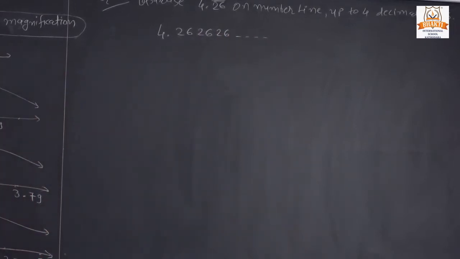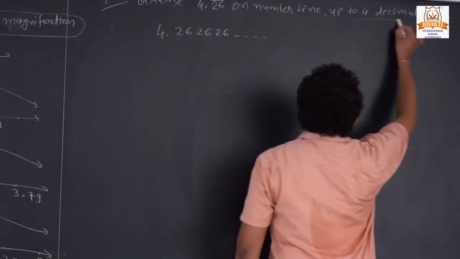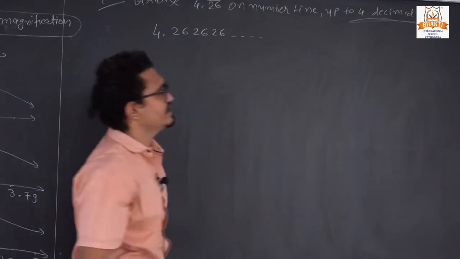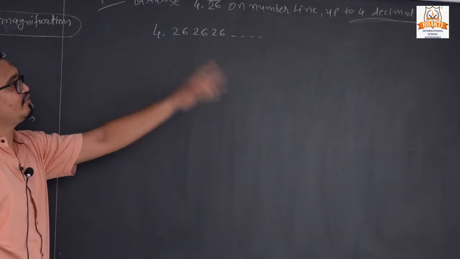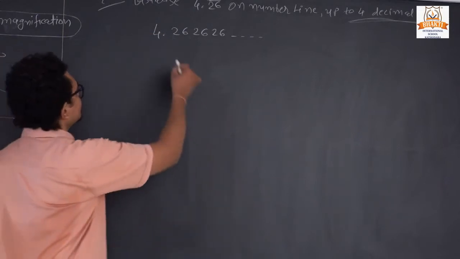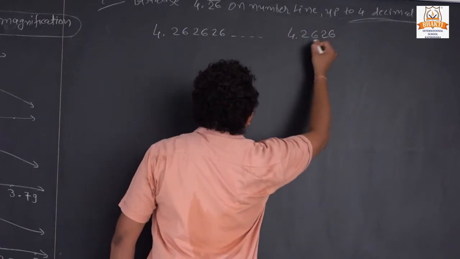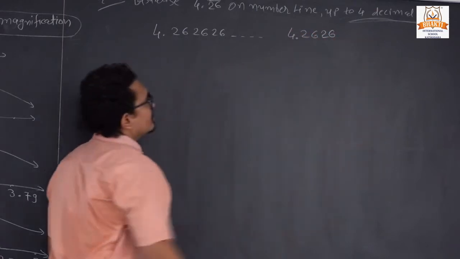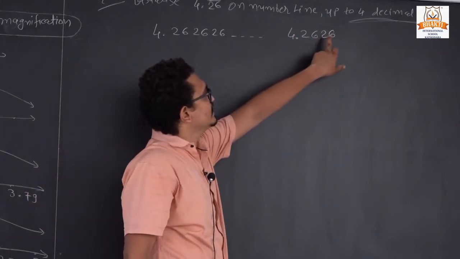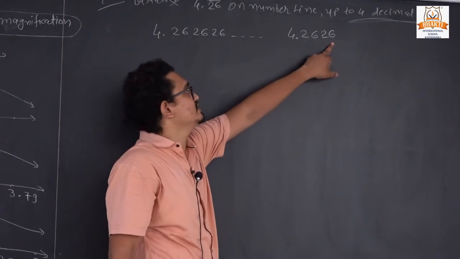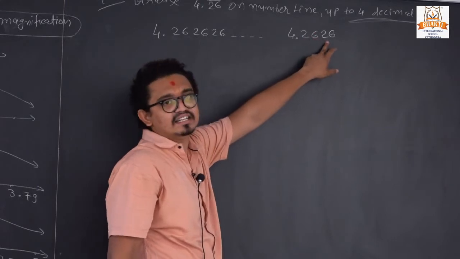These two digits are repeated. But here they are using one more term, up to 4 decimal places. It means we can visualize only up to 4 decimal places. So we are using 4.2626. After the point we have 4 decimal places: 1, 2, 3, 4, that is 2626. If they say 3 or 2 decimal places, we can change the digits accordingly.